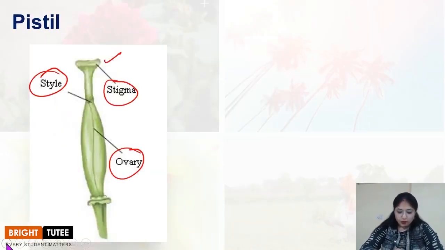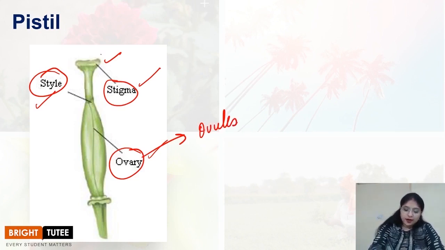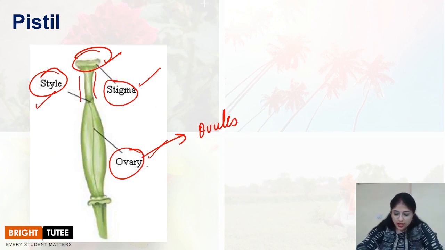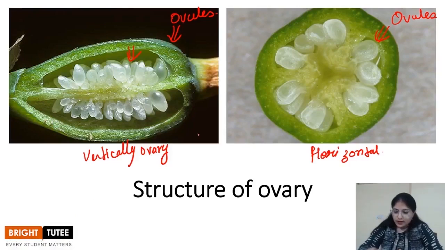So let's go back to the pistil, and you will see that there is one stigma, then you have the style, and then you have the ovary. So within the ovary you have ovules. Stigma is the upper part, then style is this funnel-like structure, and then you have the ovary, which contains the bead-like structures called the ovules.